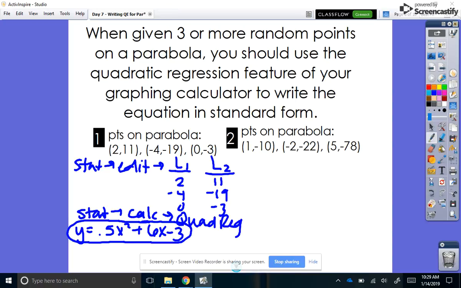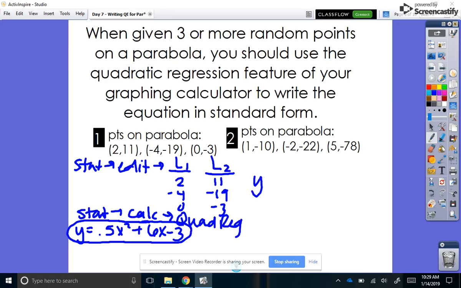So we're going to do these steps with me. Stat, Edit. In list 1, I have the numbers 1, negative 2, and 5. In list 2, I have the numbers negative 10, negative 22, and negative 78. Then hit Stat, Calculate, Quad Reg. Either hit Enter or go down to the word Calculate and hit Enter.